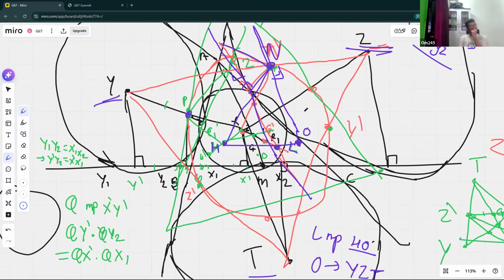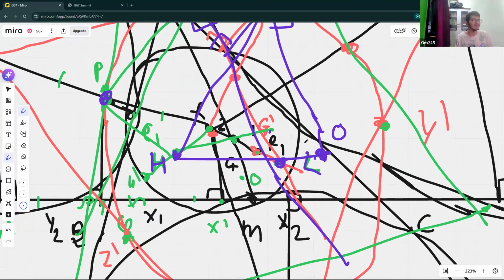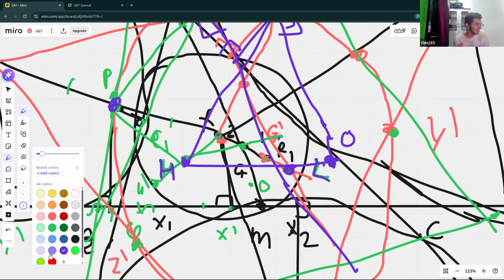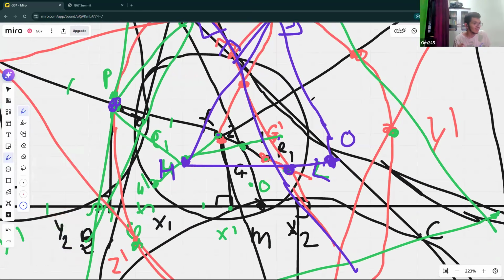There should be a way. Yes, oh yeah, okay, I found it. This diagram, sorry guys, will be horrible, but it's better with color.